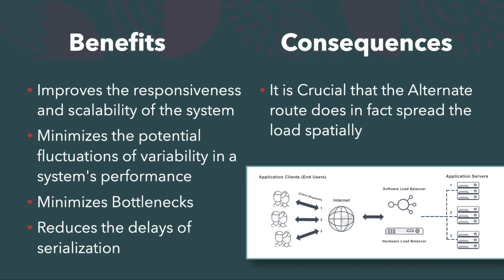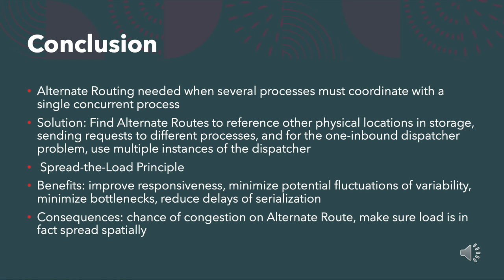There are also consequences of incorrectly implementing the alternate routes pattern. It is crucial that the alternate routes do in fact spread the load spatially, or else you may experience congestion or bottleneck effects within the alternate routes.